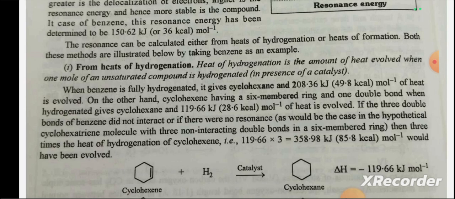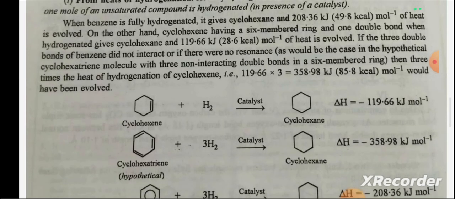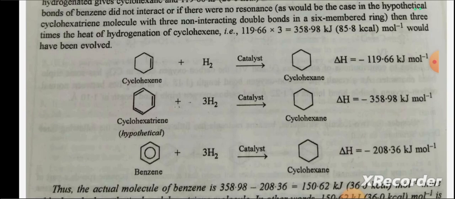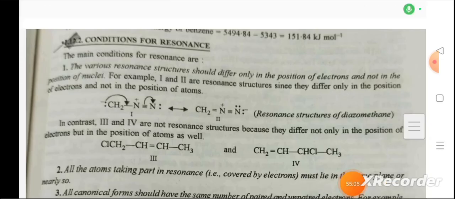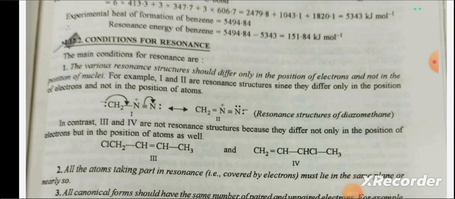If the double bonds in benzene did not interact, that is, if there were no resonance, then the heat of hydrogenation would be 3 times the heat of hydrogenation of cyclohexene, as we see in the examples. Conditions for resonance. The main condition for resonance is that the various resonance structures should differ only in the position of electrons and not in the position of nuclei.